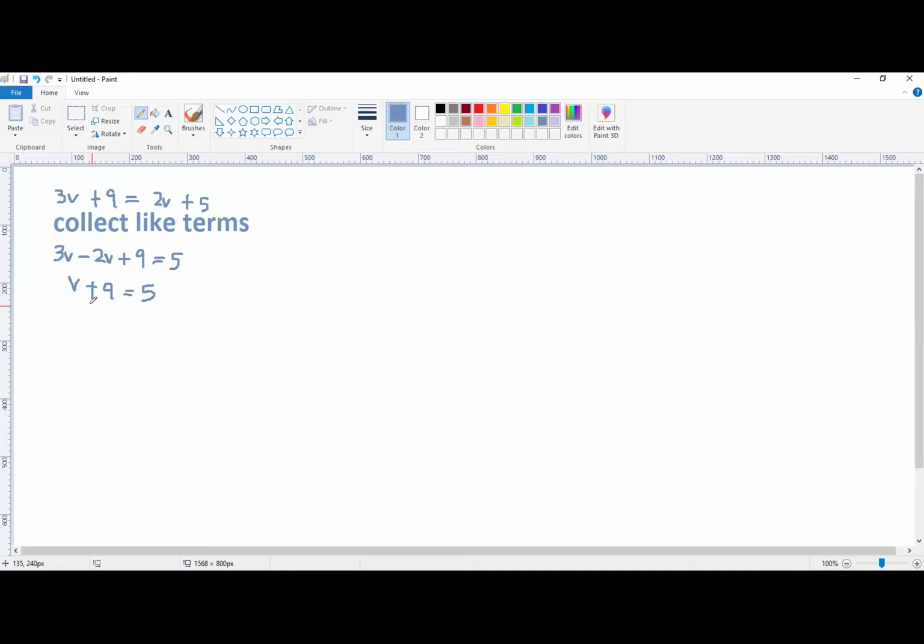Okay. So now remember, what's the opposite of a plus sign? Minus. Subtract. Yes. So we're going to be subtracting 9 from both sides, because 9 minus 9 is 0. And we'll now be left with 5 minus 9. Okay? Alright.